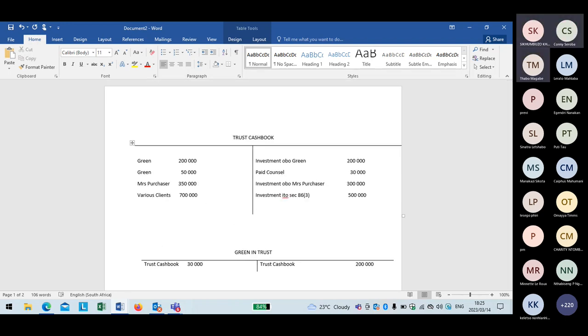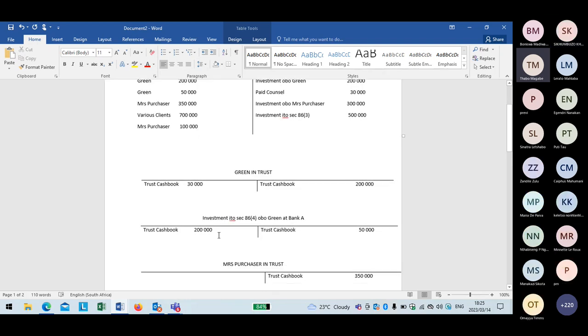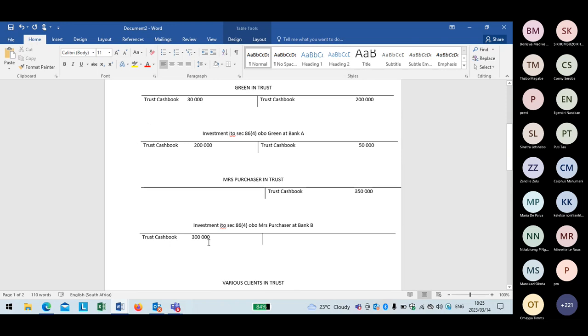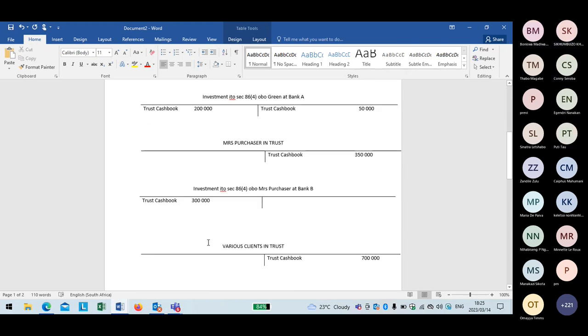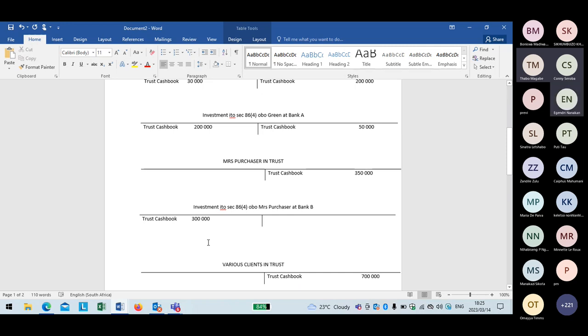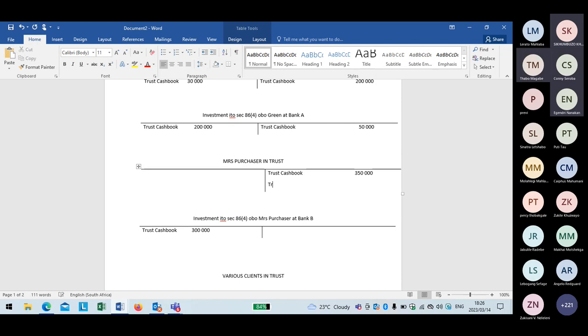We debit the trust cash book with 100,000. Yes. And our narration will be? Mrs. Purchaser. How much? 100,000. What else do we do? We go and open a double entry. We already have an account for Mrs. Purchaser in trust, don't we? Yes. We credit Mrs. Purchaser's account in trust, and the narration is trust cash book. How much? 100,000.